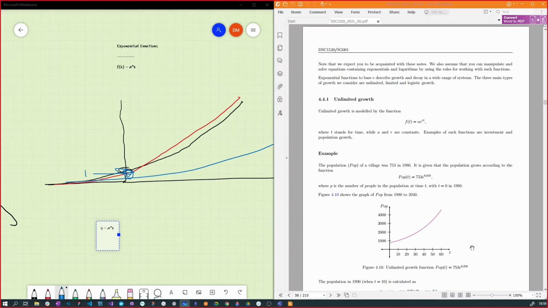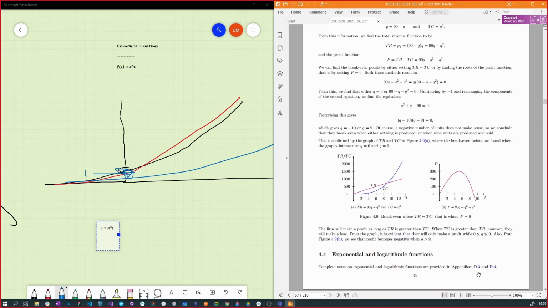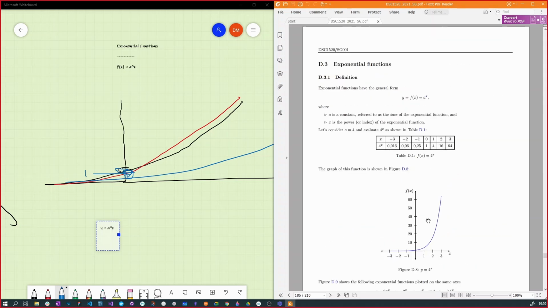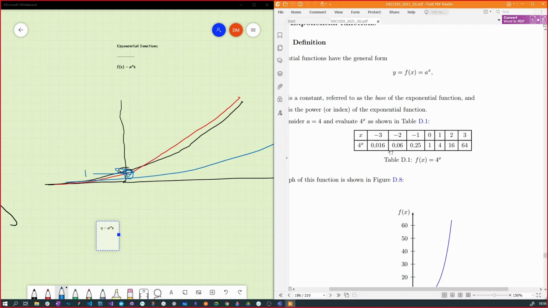I think there's an example. I think this is actually illustrated here. No, they don't have this example. There's a deeper explanation towards the back of the book here. Here we go. So here they have 4 as a, and what's happening is that at x equals 0, we get 1, right?